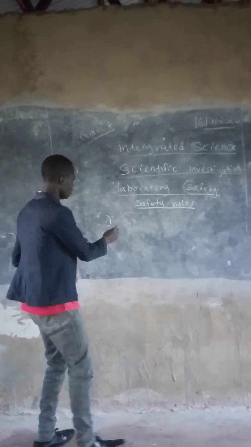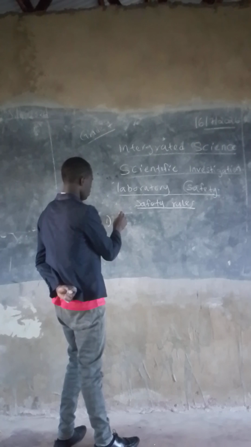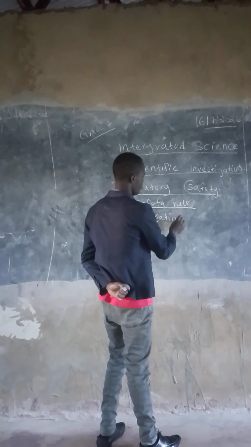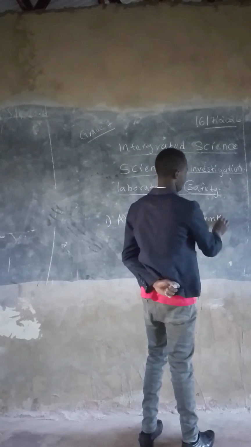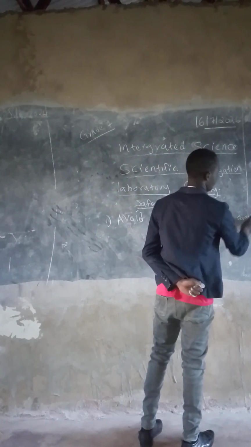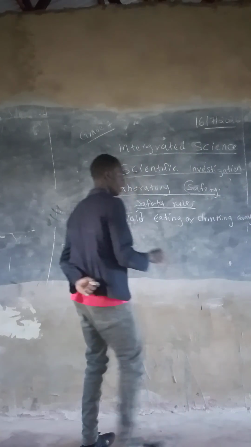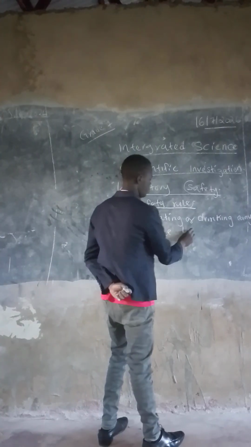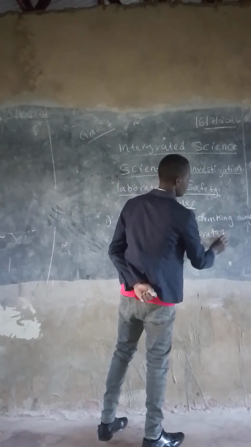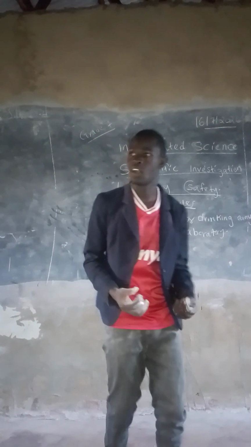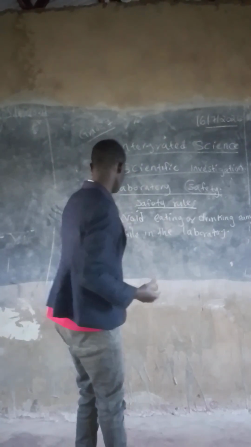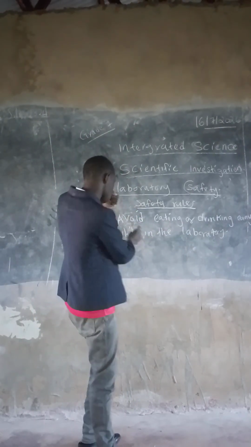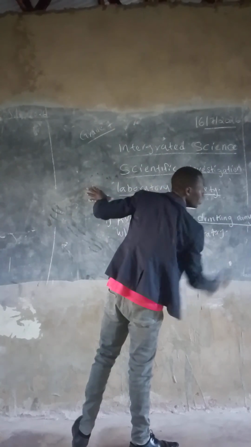Number one, avoid eating or drinking while in the laboratory. While in the laboratory, we should avoid eating or drinking because in the laboratory we have chemicals, and these chemicals are harmful. They can cause what we call poison. Therefore, we should avoid eating or drinking in the laboratory.